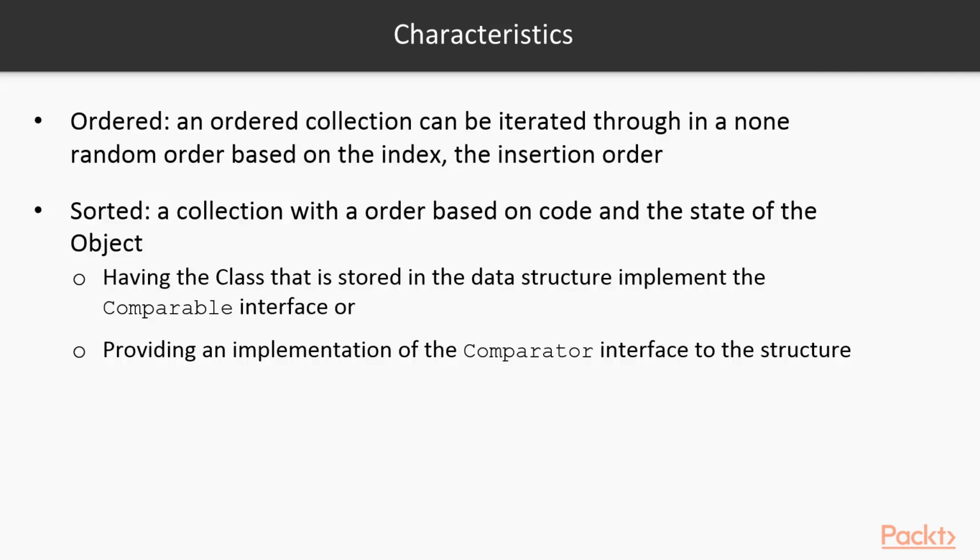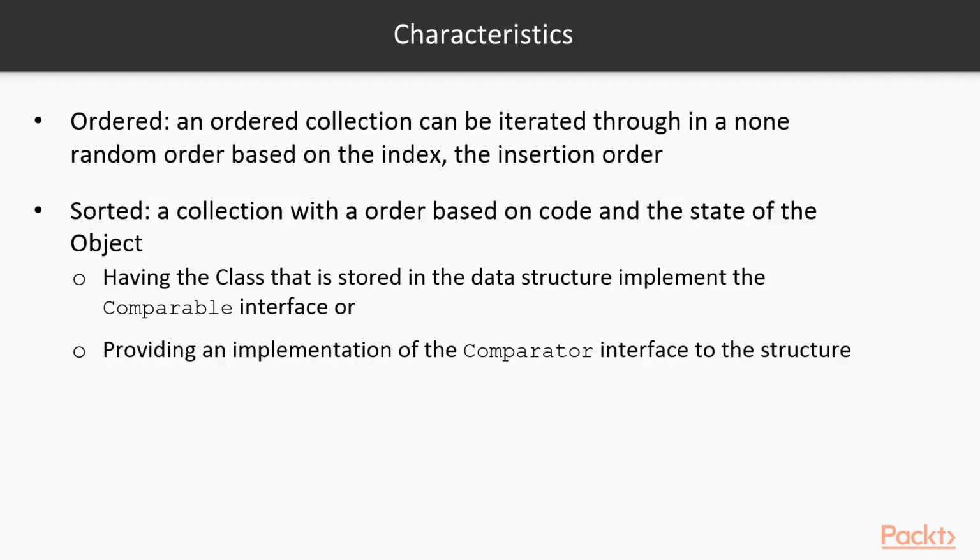The second characteristic is whether or not the collection is sorted. A collection that is sorted is a collection with an order based on code, and this code considers the state of the object, or in other words, the content of the object. The code can be provided by having the class that is stored in the data structure, or in other words, the collection, implement the comparable interface.